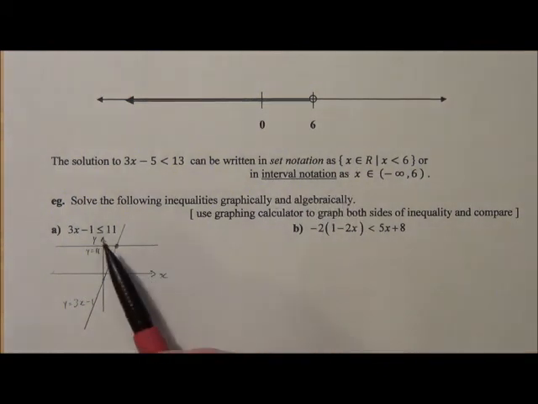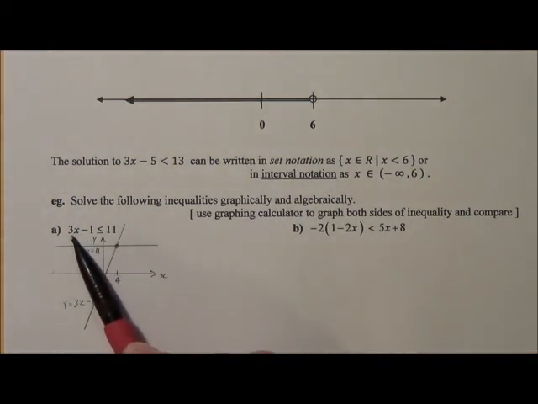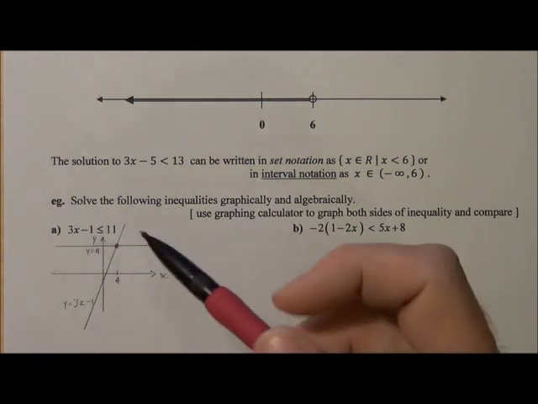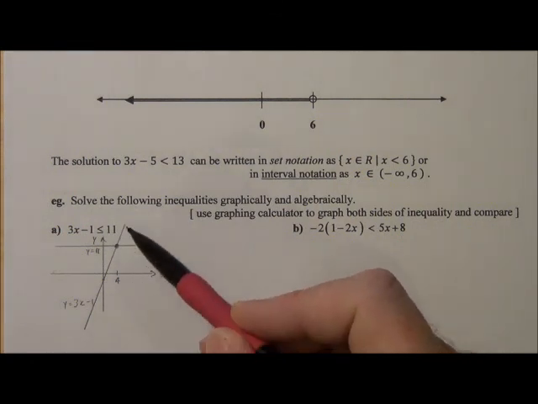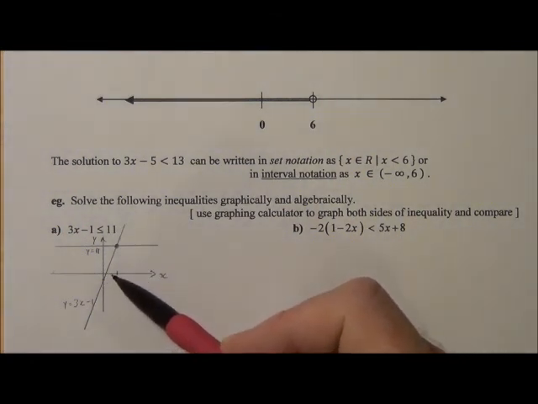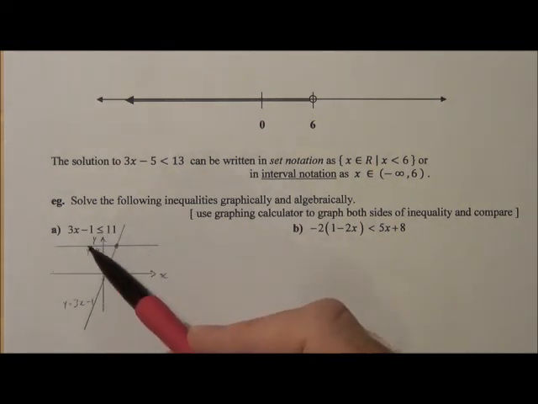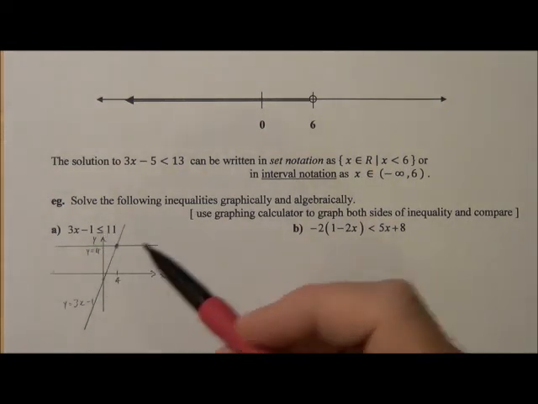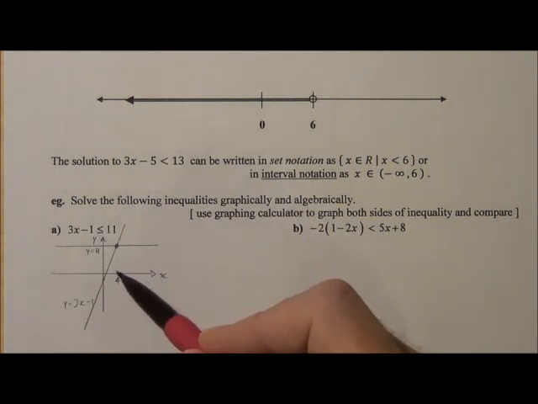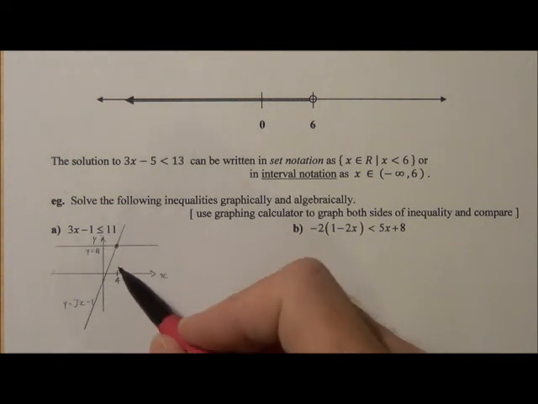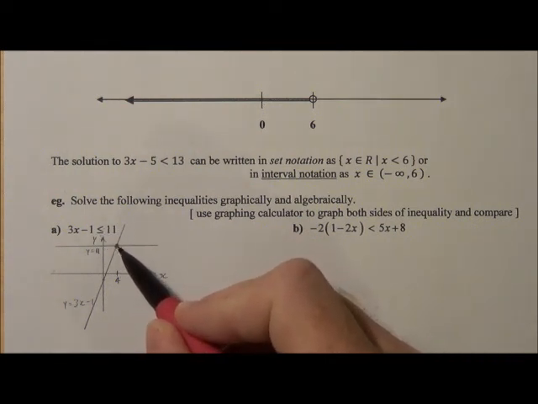So now if we're to analyze this, we're saying, when is 3x minus 1 less than or equal to 11? Well, here's the line 3x minus 1, and we want to see for what x values this line 3x minus 1 would be less than or equal to this line of y equals 11. So we see the intersection point is x equals 4, and because it's less than or equal to, that means that x equals 4 is included in the solution set.